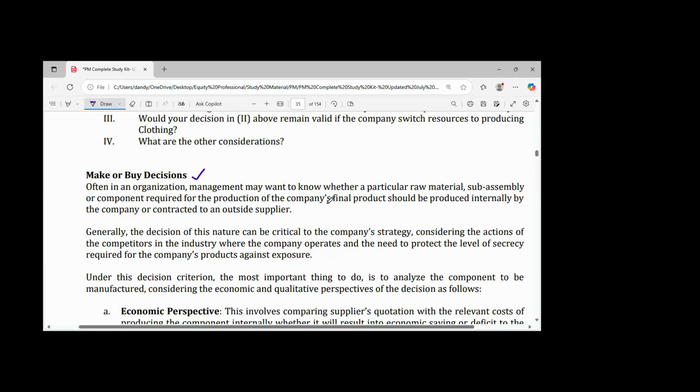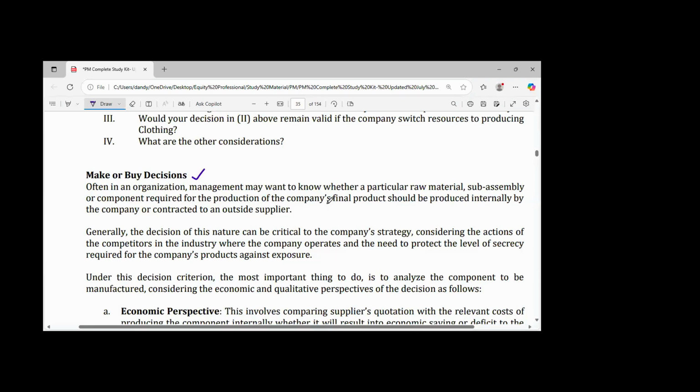Not only that, the company also needs to protect the degree of secrecy underlying its products. Every product has its own underlying secrecy that is embedded, that makes the product unique in the market. So if you want to contract the manufacturing of that product to an external party, then you need to be sure that that external party will be able to maintain the degree of secrecy underlying the product.